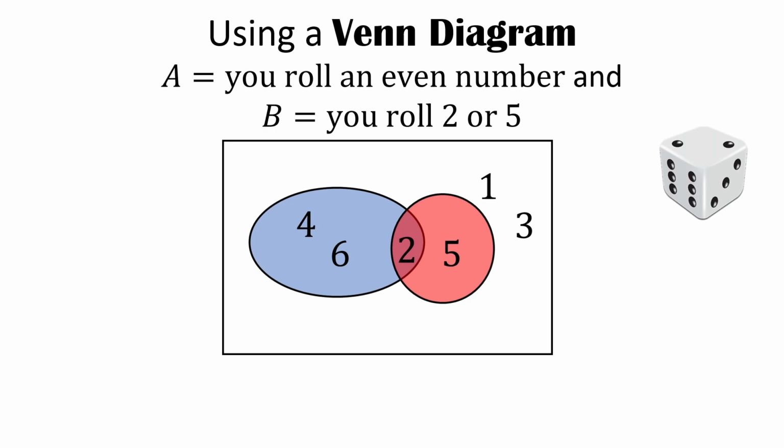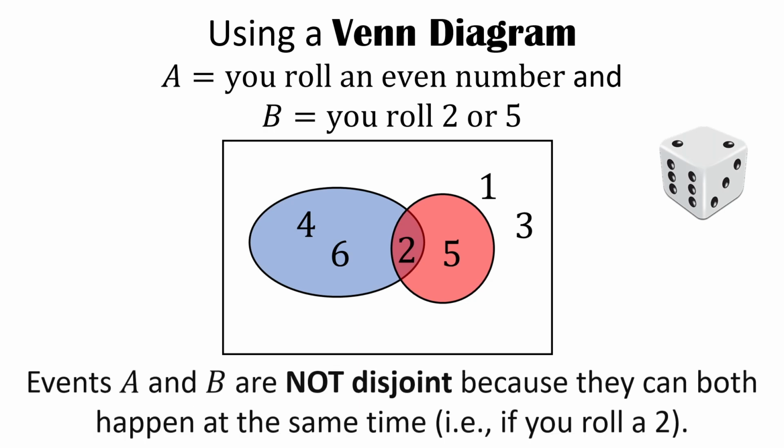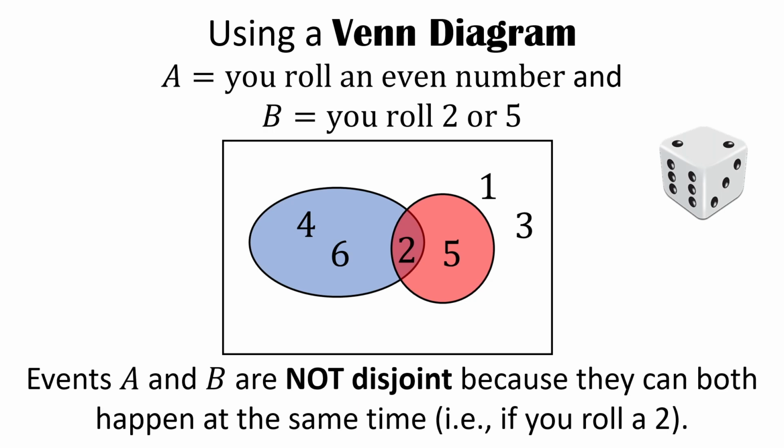are not disjoint. Events are disjoint if in the Venn diagram the two events do not overlap, which is to say they cannot both happen at the same time. So events A and B are not disjoint in this case because they can both happen at the same time. For example, well, you can roll a 2.